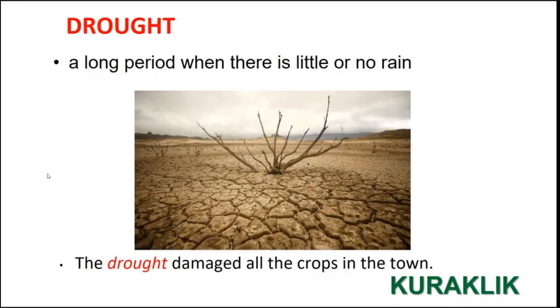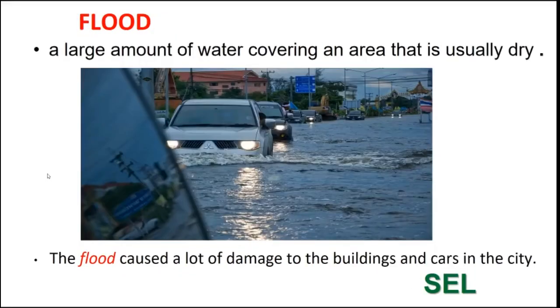Drought. A long period when there is little or no rain. The example is, the drought damaged all the crops in the town. Flood. A large amount of water covering an area that is usually dry. The example is, the flood caused a lot of damage to the buildings and cars in the city.